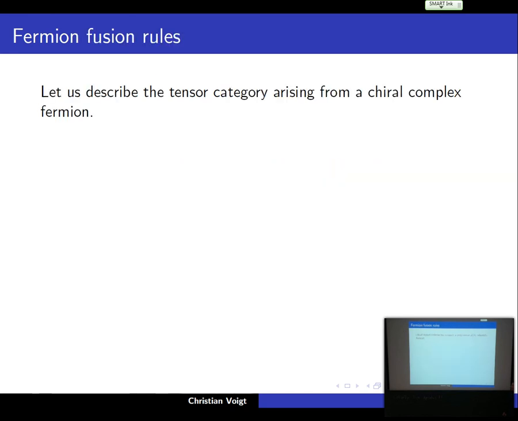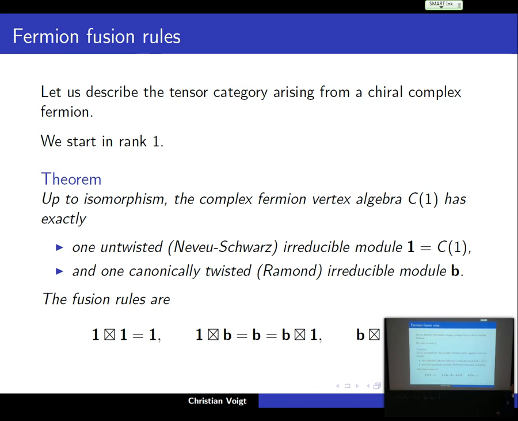Now, okay, I'm running a bit slow out of time soon, so let's see. Let's have a look at this complex fermion vertex algebra, and let's begin in the simplest situation, namely where this has rank 1. So just basically looking at just C and not C^k.